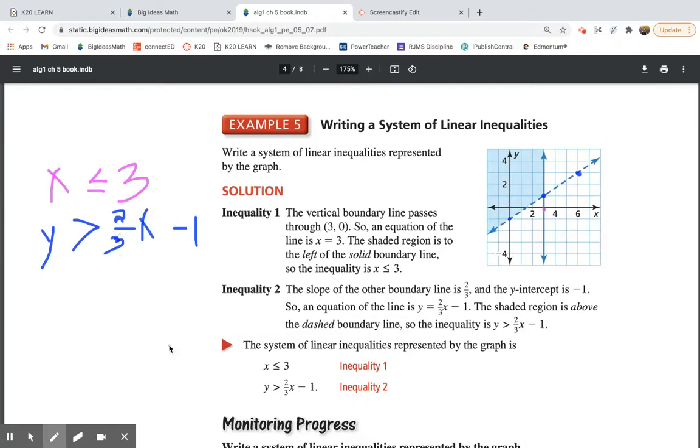Make sure your fraction can't be simplified. Sometimes if it was like 2 over 4, that actually means it also crossed here at 1/2 because that simplifies. That one didn't, but I was just giving you an example of one that did. So these are my two inequalities for this: x is less than or equal to 3, and y is greater than 2/3 x minus 1.